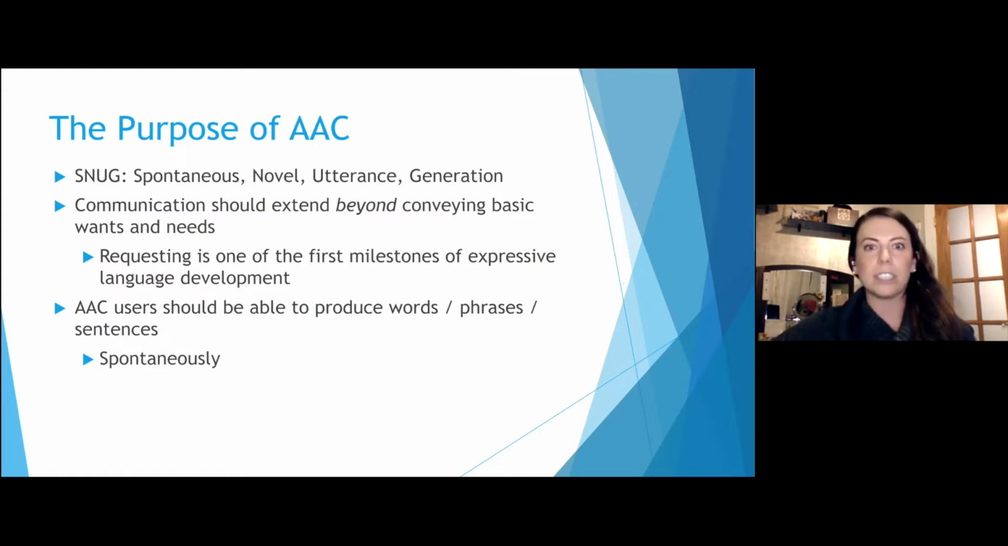AAC users should be able to produce words, phrases, and sentences. Again, reminding that our sole purpose is to provide spontaneous and novel utterances and not have something that's pre-programmed already for us.